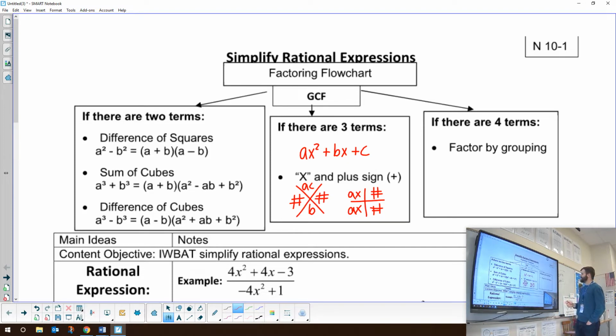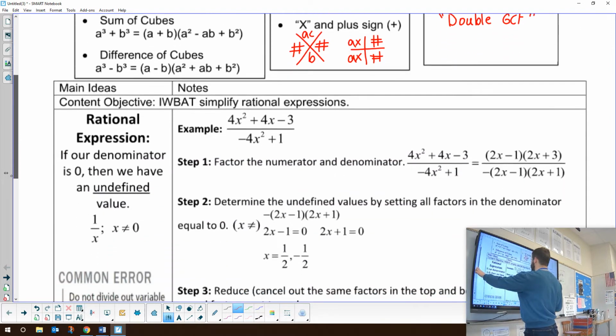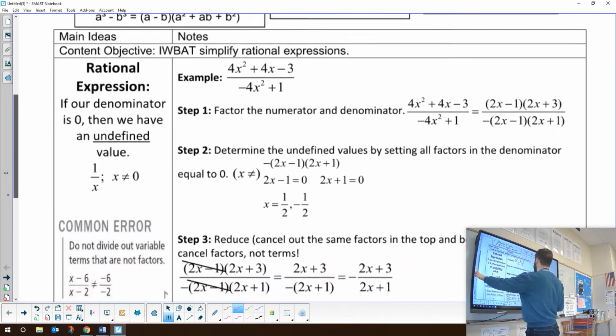And then lastly, if there are four terms, we're going to factor by grouping, or remember, as I like to call that, double GCF. Call it whatever you like. All right, now, let's go ahead, let's break down how we can simplify these, okay?